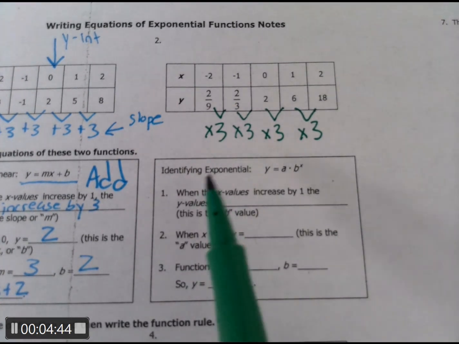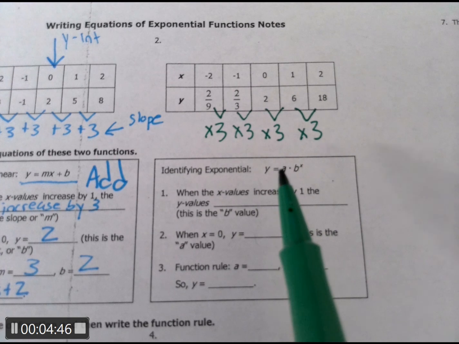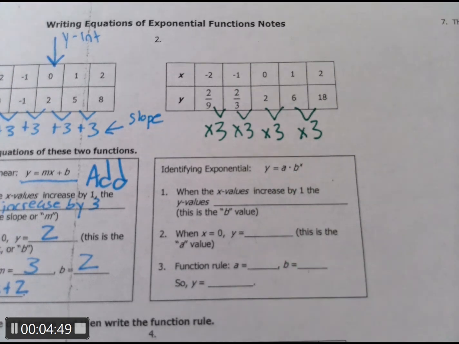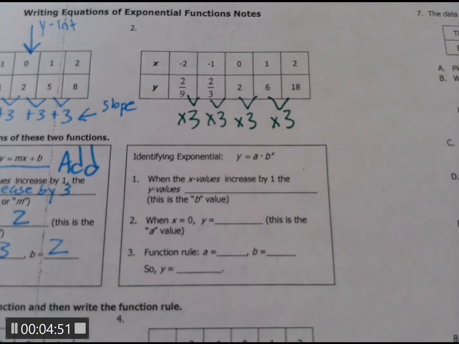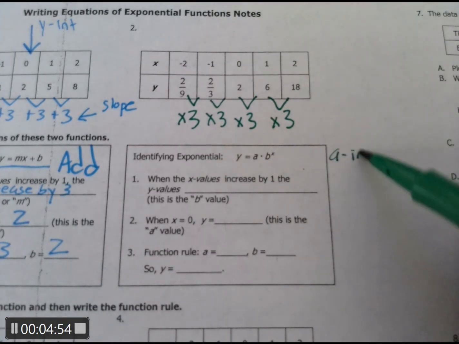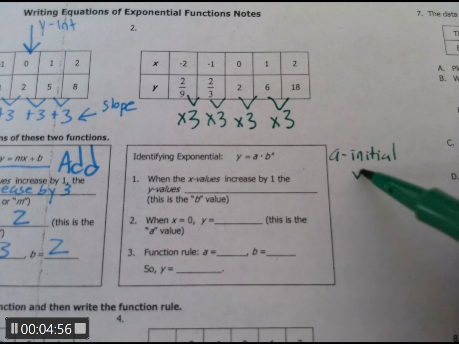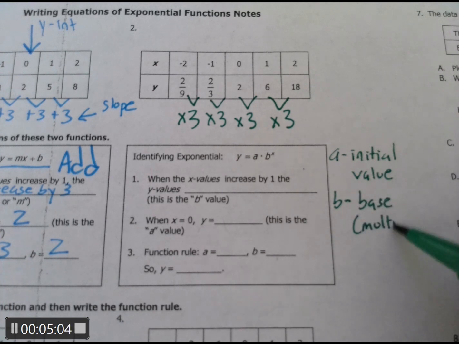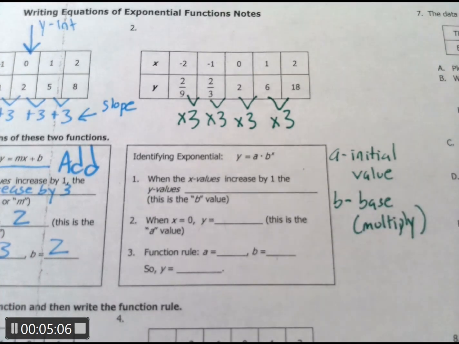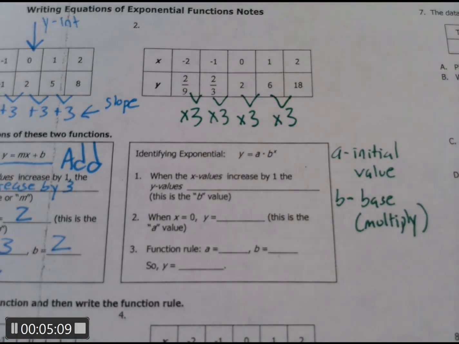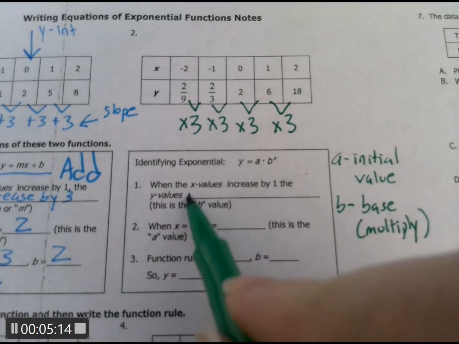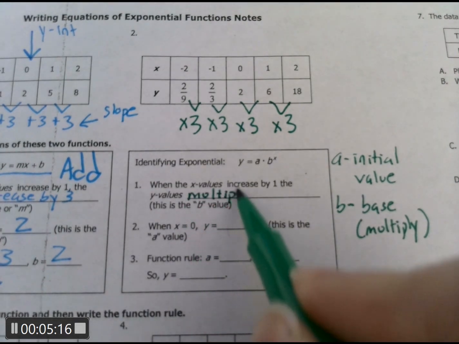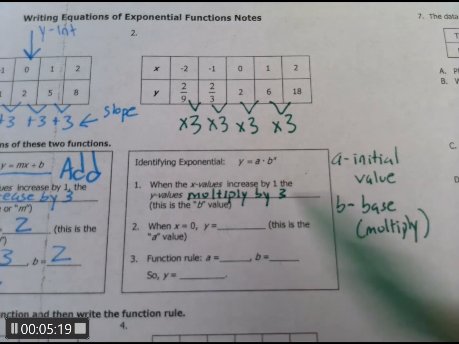So when we write our exponential equation, we have our a times our b to the x. And just recall, what does our a mean? Our a is our initial value, and our b is our base, which is what we multiply by. Okay? So, as our x values increase by 1, the y values multiply by 3.